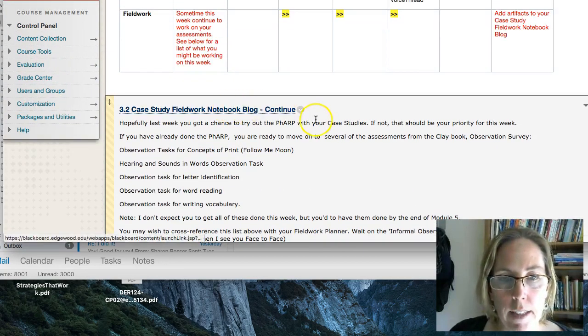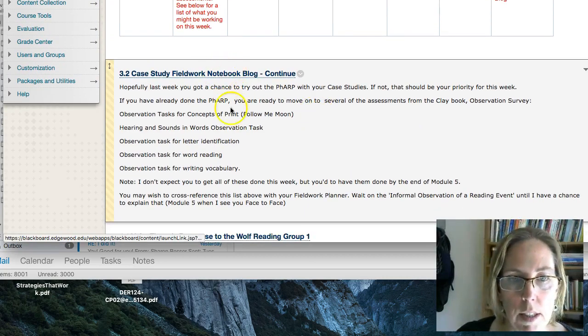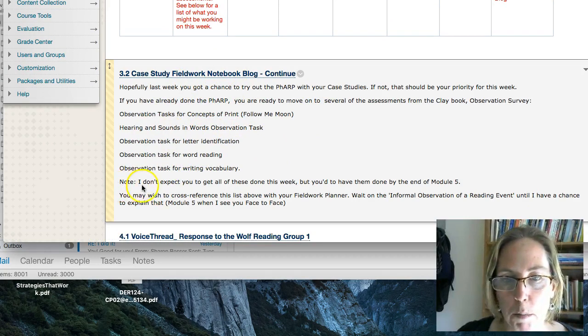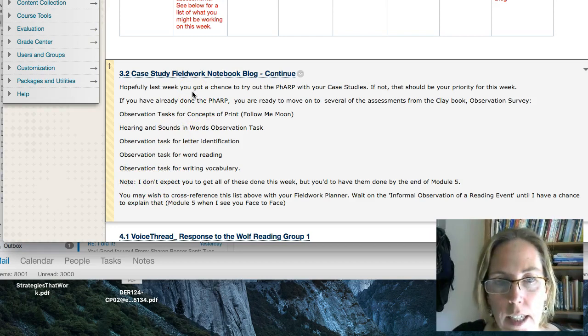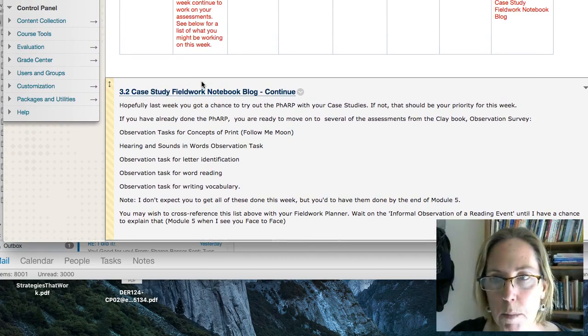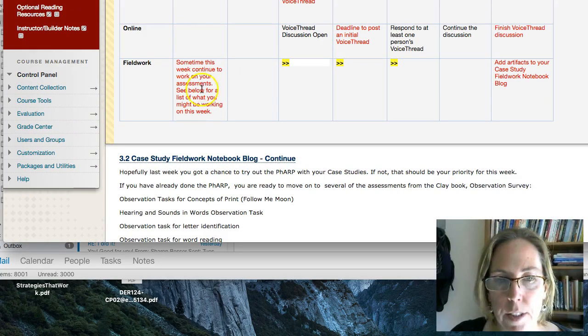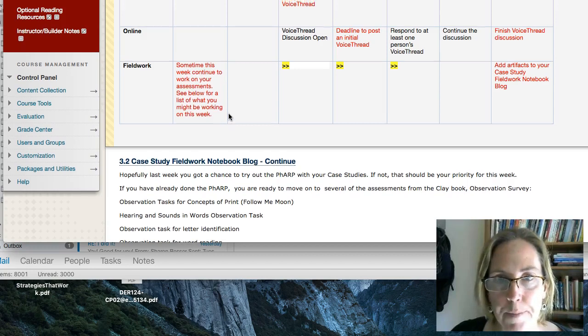Okay. Your case study fieldwork notebook blogs, you're continuing on with those. This is the sort of idea of where you are, but this note's important. I have left comments on some folks who've got some stuff up there, and I'll leave some more. So I'll continue to leave comments, and make sure you check those. And again, sometimes I'll refer you to other people. So feel free to look at what everyone is doing. That's kind of the idea.